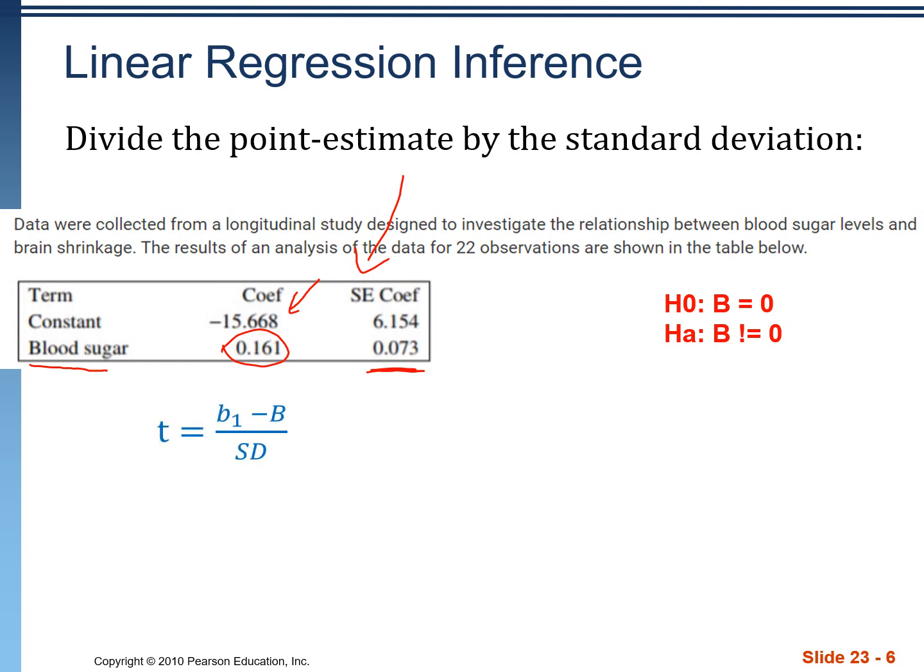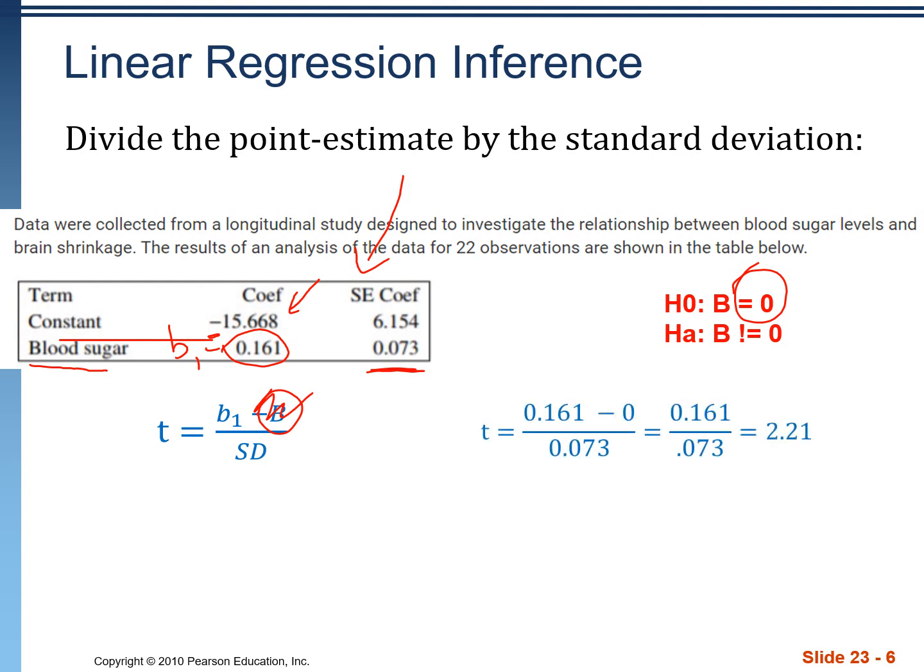We are going to take our point estimate, that's our B1 here. We're going to subtract our null hypothesis value just like we did with a one sample inference. So we're subtracting 0, and we're always subtracting 0. So again, we can just leave that off. And then we divide it by the standard deviation. So this is really similar to one sample problems.